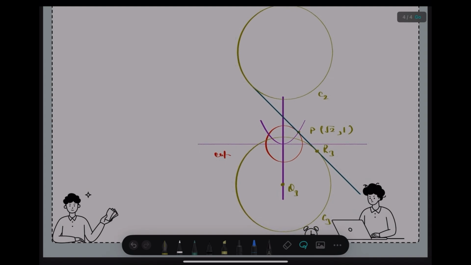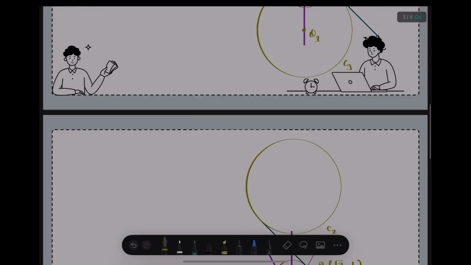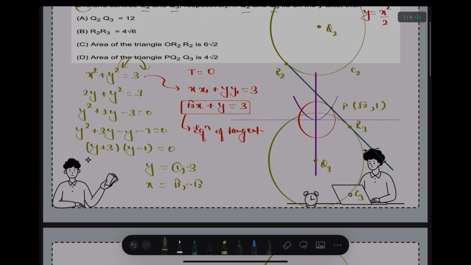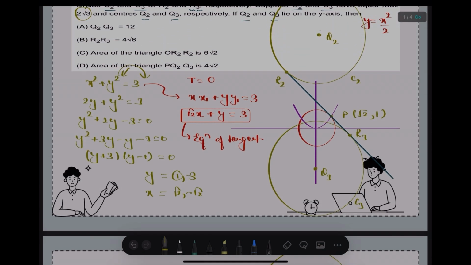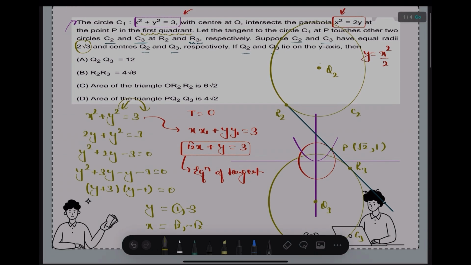Yes. Okay, now we will try to solve. Now look at this. We need what? We need the points. Means we need R2, R3, Q2, Q3, and if we figure out these things, we can figure out anything. Correct?